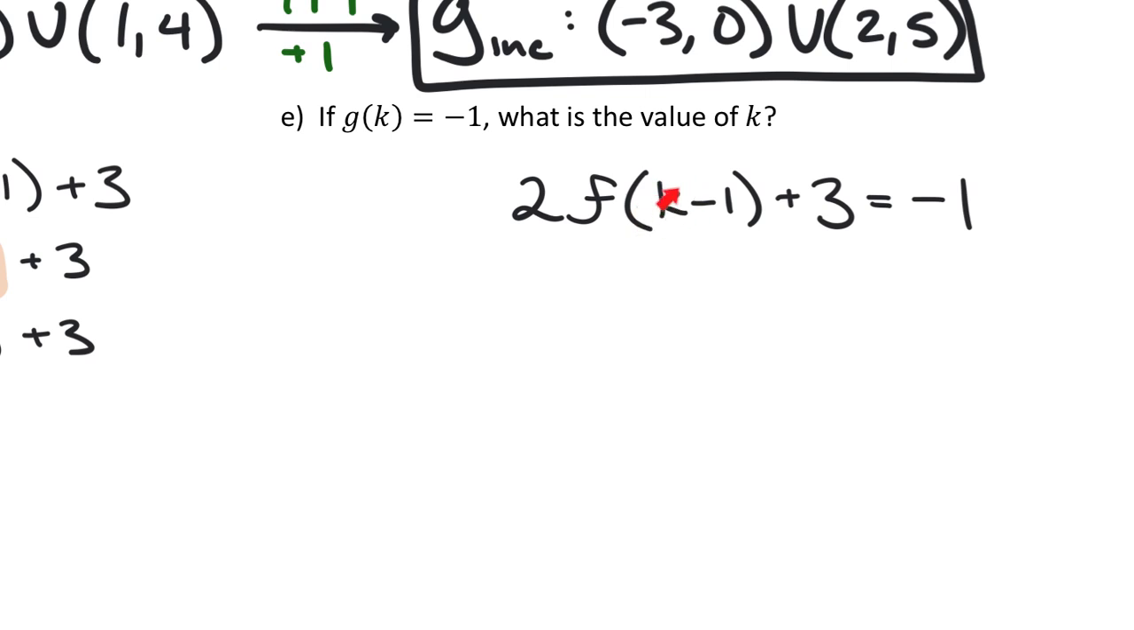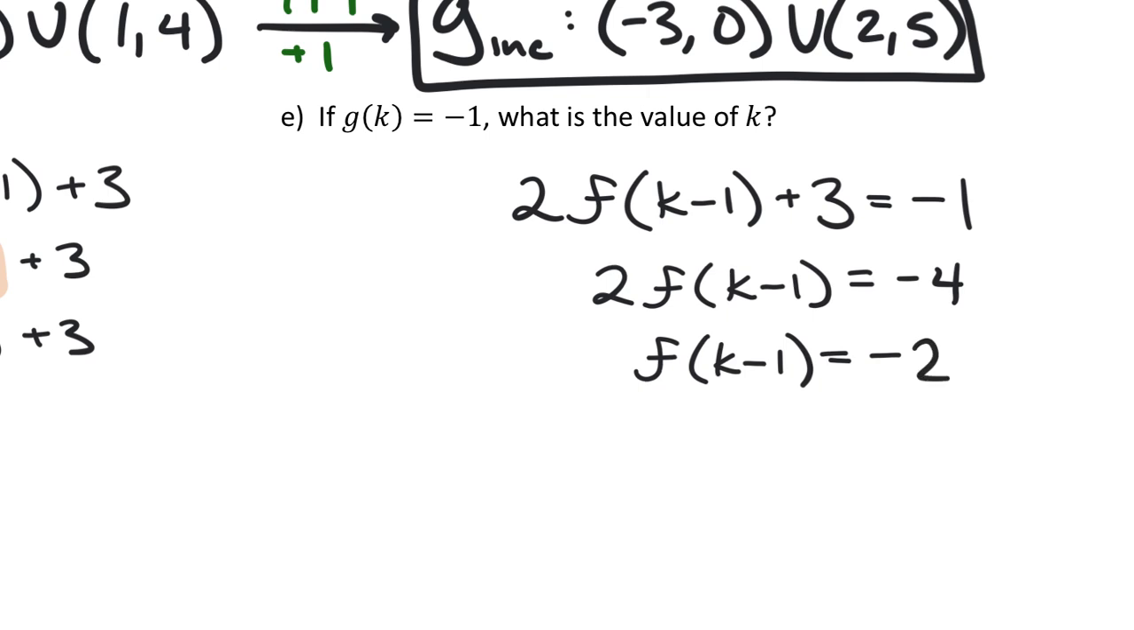To get the k by itself, we first need to isolate the f of k minus 1. So I need to get this plus 3 to go away first. How do you get plus 3 to go away? Subtract 3. All right, subtract 3 from both sides. You get -4 on the right-hand side. There's one more step to do to isolate the f of k minus 1. What is it? Divide by 2, the number in front of f of k minus 1.